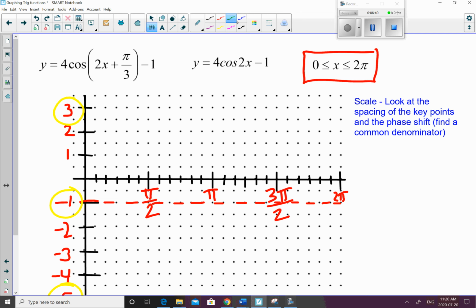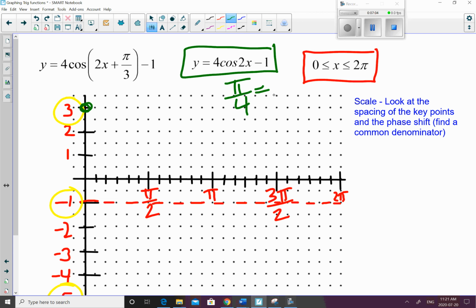So I'll do this one in green. I want to graph y equals 4 cos 2x minus 1. So I know where its maximum, its minimum, and center is, and I know cosine starts at the top. So I'm going to graph it without the phase shift first. So cosine starts at the top, which was 3, and every pi by 4, I should have a key point.